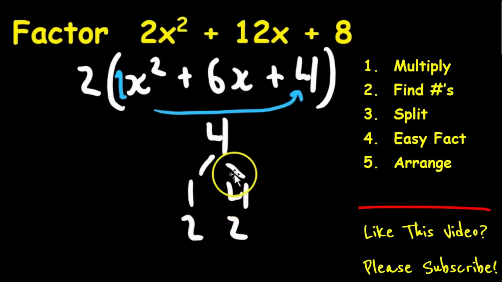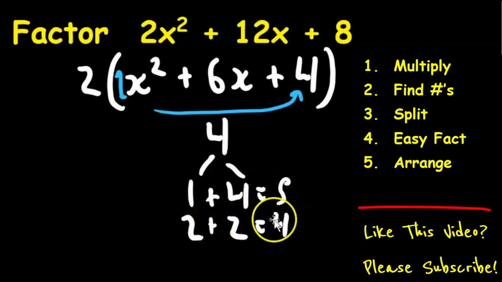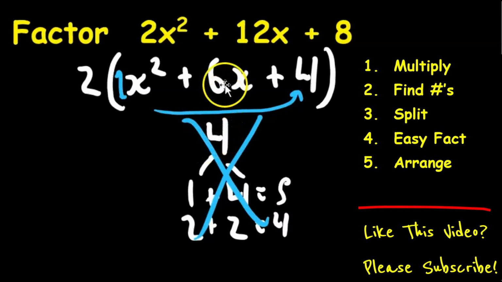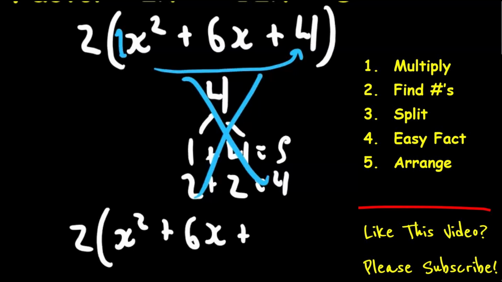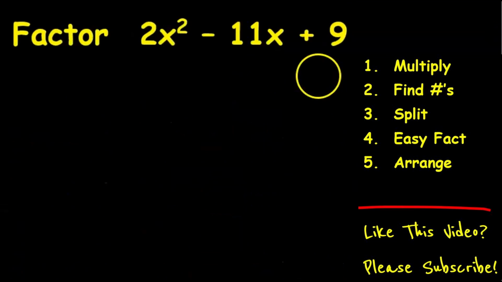Now, we need these numbers to multiply to 4 and to add to 6. Well, 1 plus 4, that's 5. 2 plus 2 is 4. None of our pairs of factors add to 6. So what this means is that if we can't find a set of numbers that multiply to 4 and add to 6, then it's just not factorable. So that's it. This is our final form here. All we can do is pull out a 2, x squared plus 6x plus 4, and we're done as far as we can get.